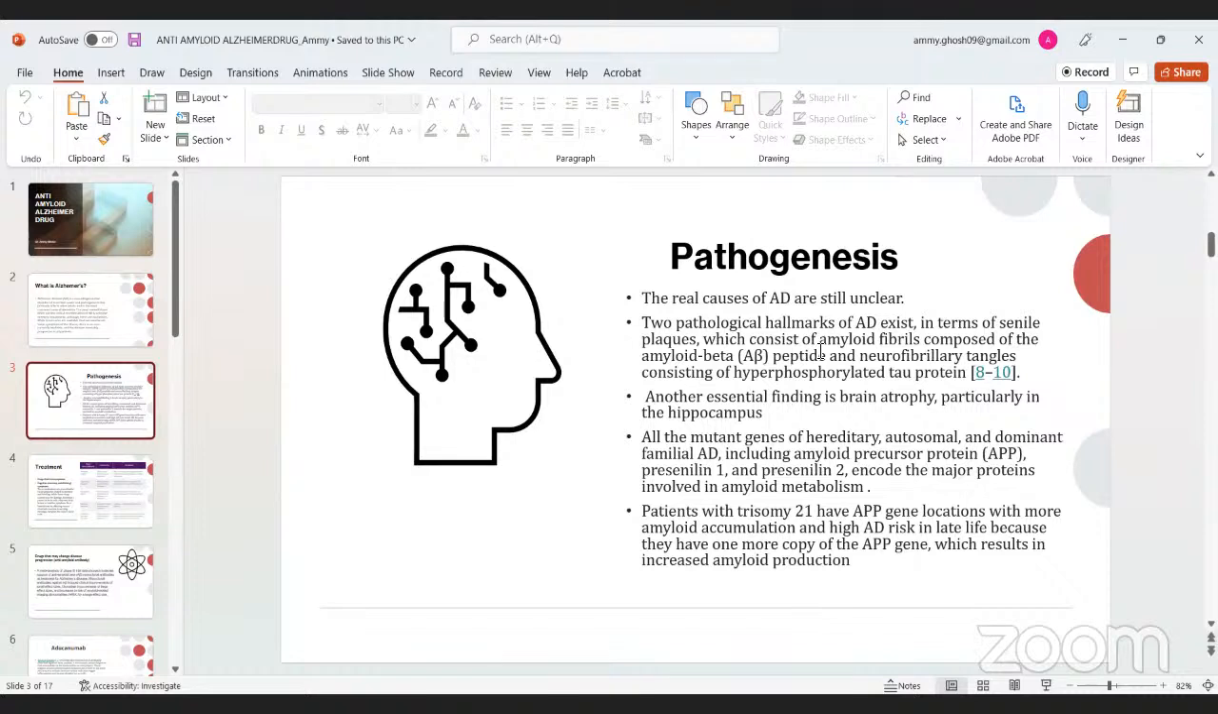All the mutant genes of hereditary, autosomal dominant familial Alzheimer's, including amyloid precursor protein, presenilin-1 and presenilin-2, encode for the major proteins involved in amyloid metabolism. That is why patients who have trisomy 21 have more amyloid accumulation and a high risk of AD in late life, because they have one more copy of the APP gene, which results in increased amyloid production.